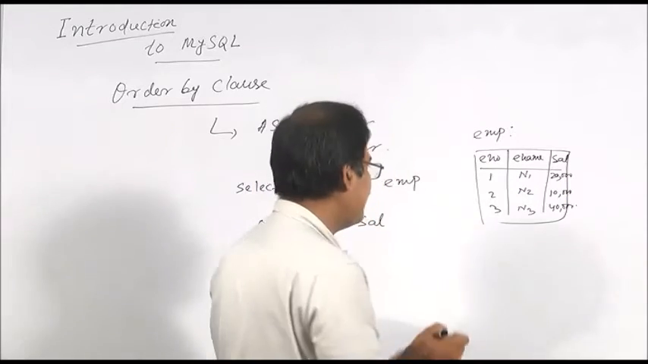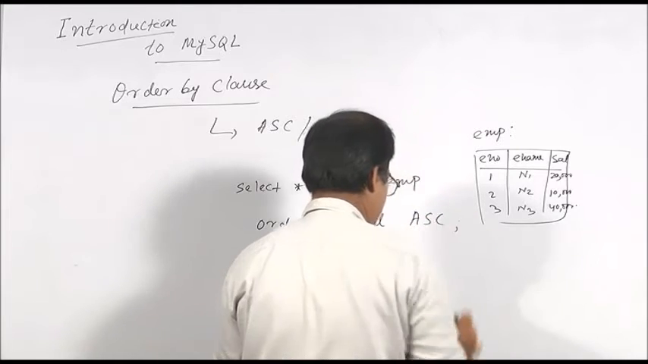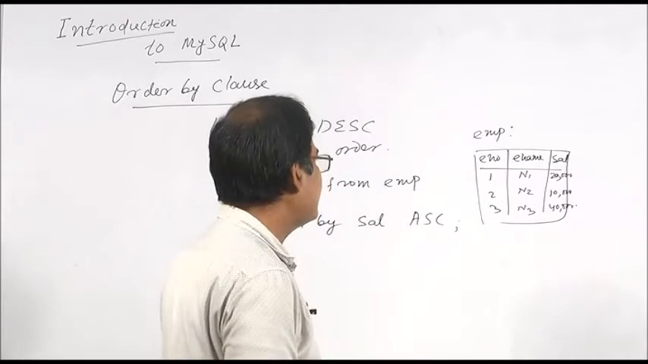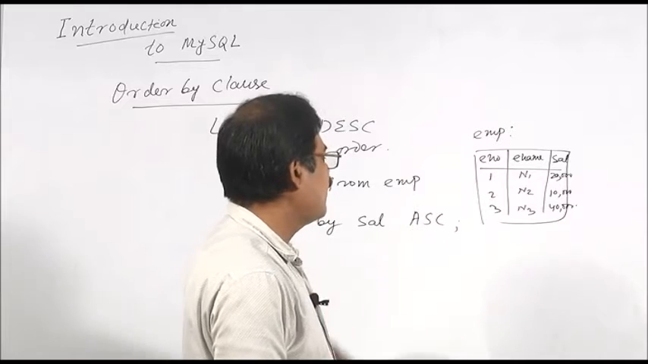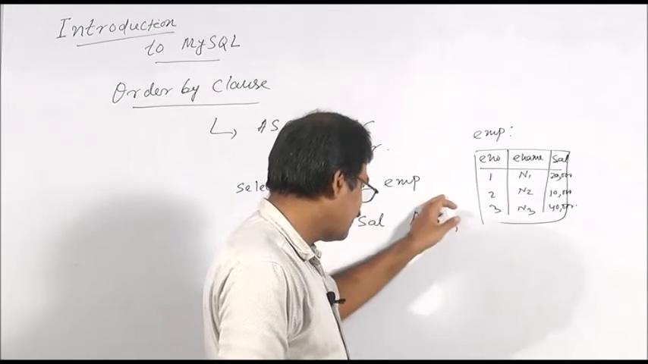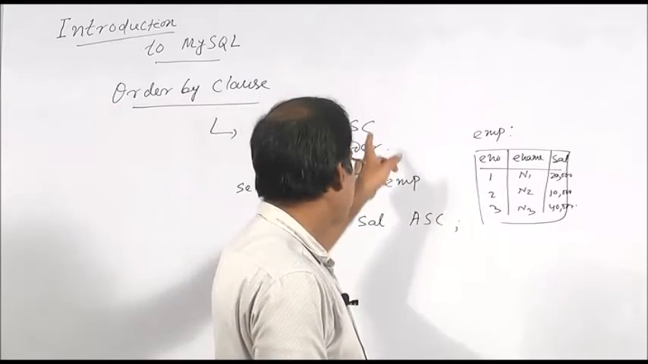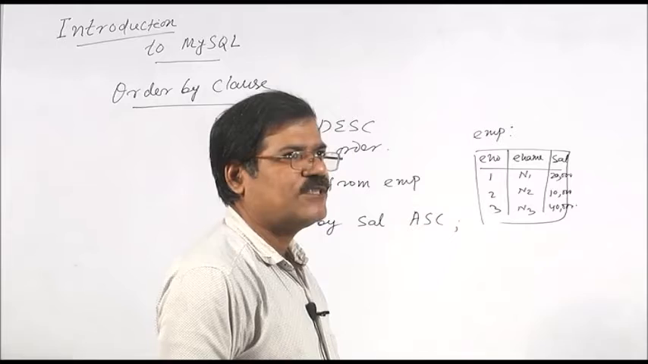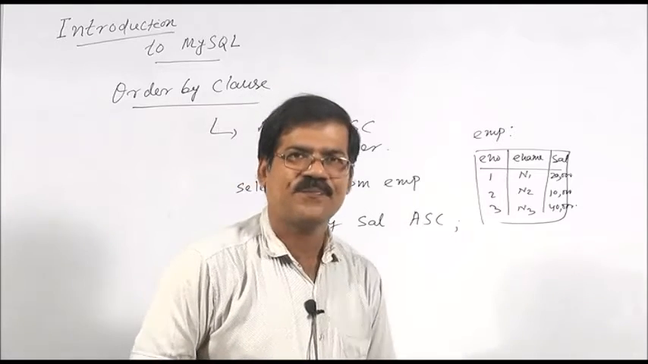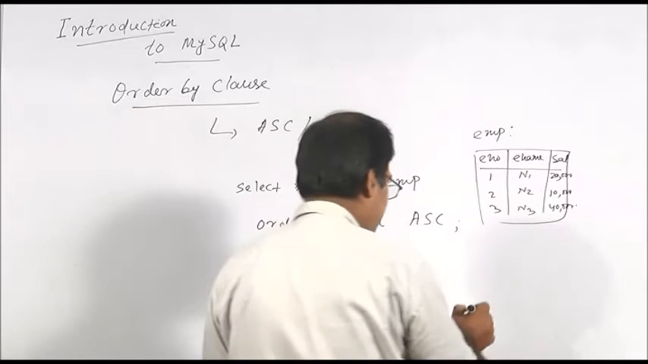You write ASC. ASC means ascending. That means the records are arranged in ascending order, so your salary field is sorted in ascending order. ASC means ascending, DSC means descending. Suppose you want to arrange in descending order, you write DSC. So what will your result be?